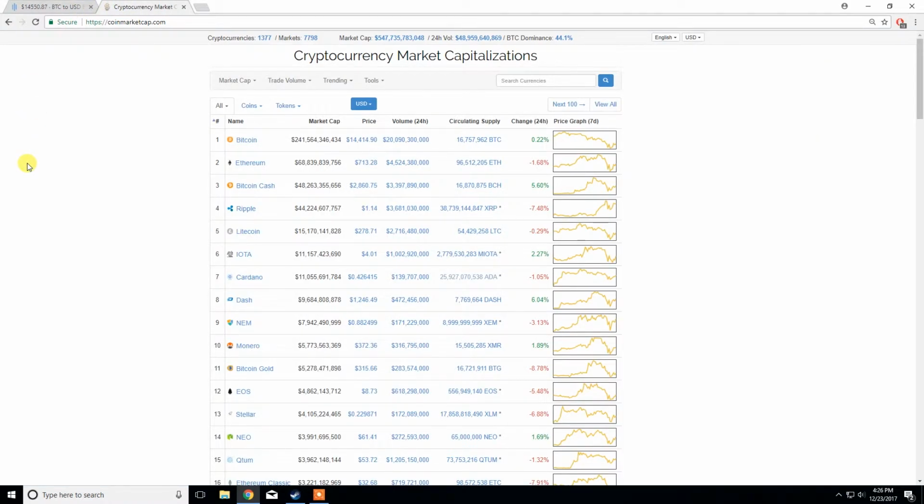At the time of recording this video, we can now see that Bitcoin itself has found steady ground. It's now sitting at around 14,414, and Ethereum is back up to 713. So we've got some green here, as you can see down the right hand side.